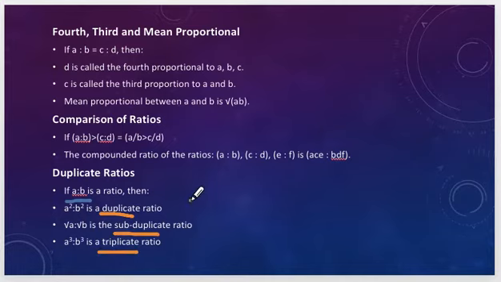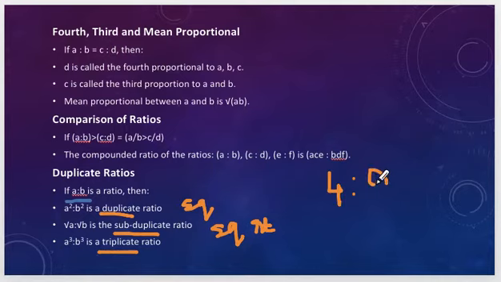Duplicate means you're going to square the things. So for A is to B, if it is a ratio, then A square and B square is going to be the duplicate ratio. Subduplicate, that means you're going to take the square root. I'll just take an example after this. And the triplicate ratio will be when you are going to take the cube.